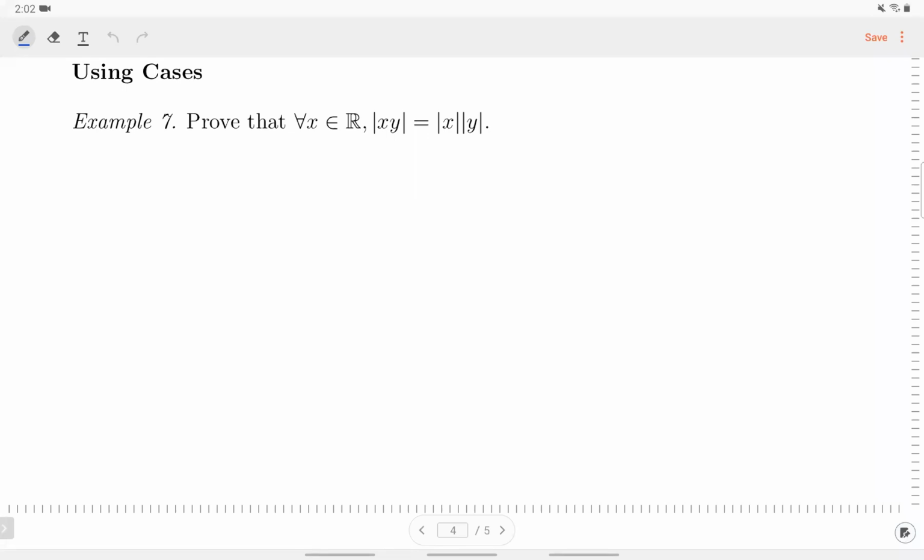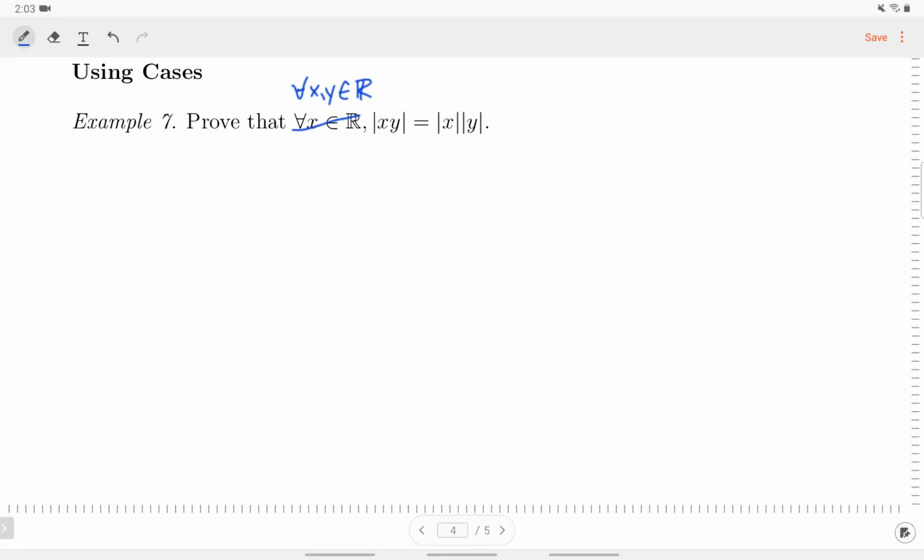So we've seen a little bit with using cases, but I want to show you some more ways you can use cases to save yourself time and effort. Okay. So here we have a problem. We're definitely going to want to use cases. We want to prove that for every X and Y in the real numbers, the absolute value of their product is the product of their absolute values.